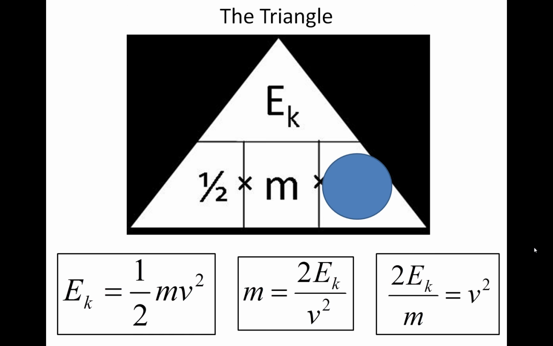This is the least useful equation because we've still got v squared and we wanted v on its own. The final step here is you will need to use some skill. You have to square root both sides to give you v equals the square root of 2EK over m.